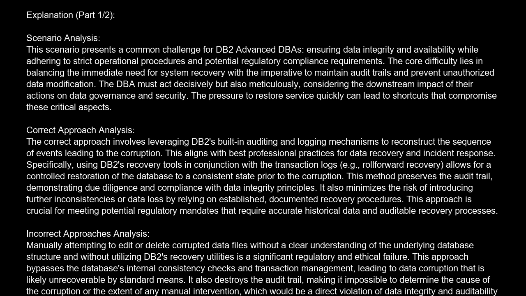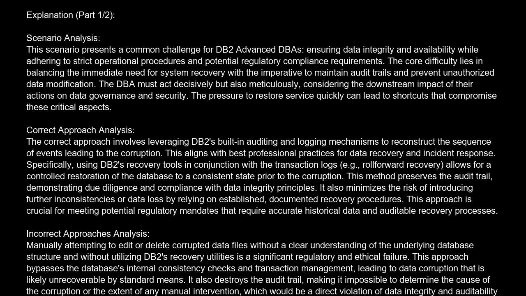The core difficulty lies in balancing the immediate need for system recovery with the imperative to maintain audit trails and prevent unauthorized data modification. The DBA must act decisively but also meticulously, considering the downstream impact of their actions on data governance and security. The pressure to restore service quickly can lead to shortcuts that compromise these critical aspects.